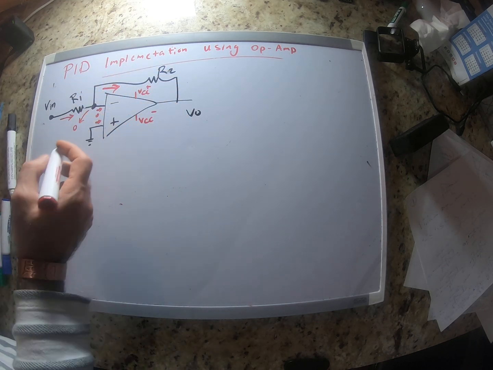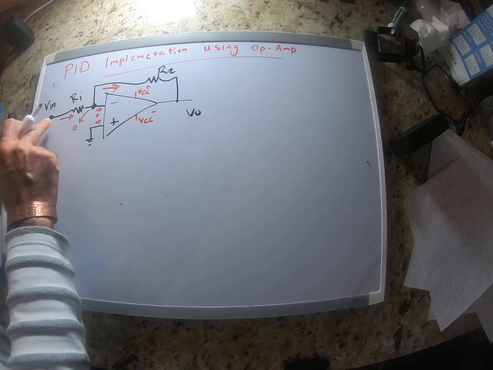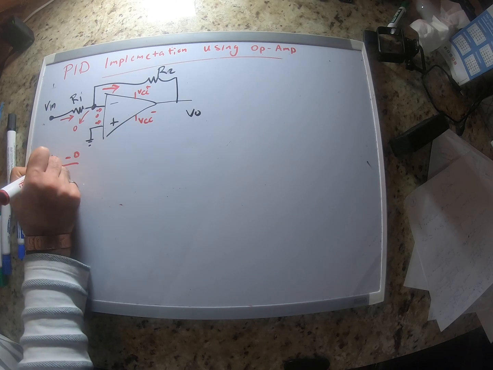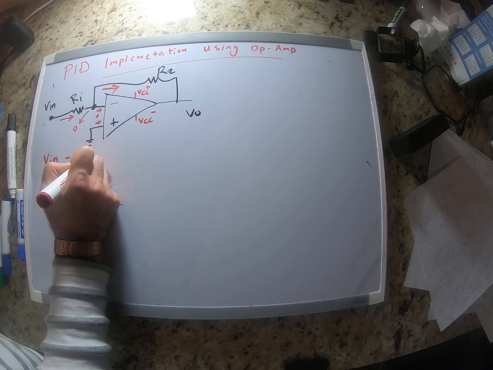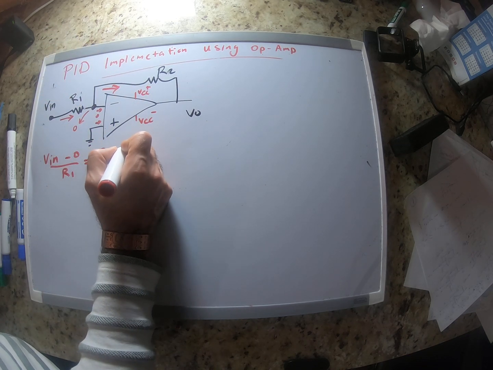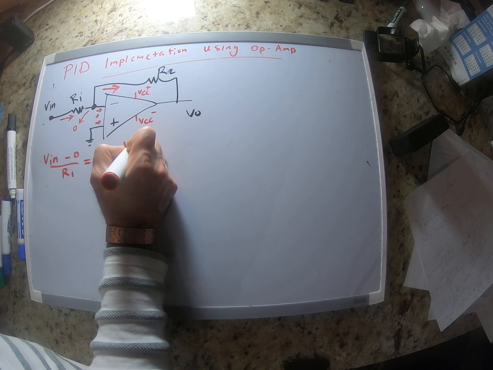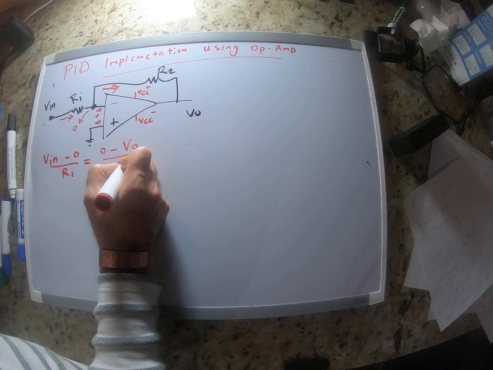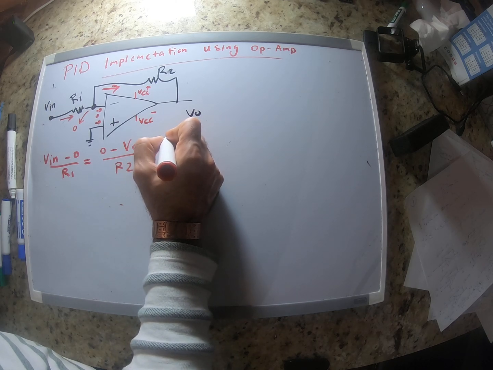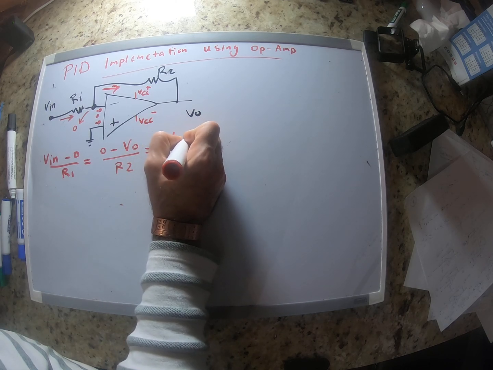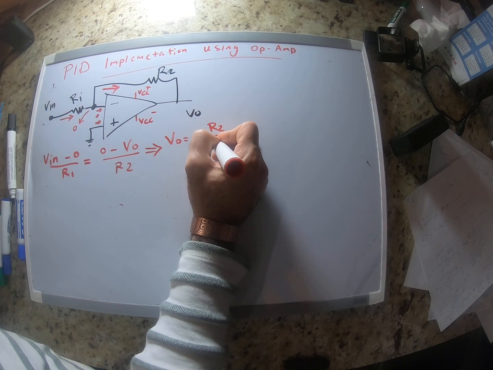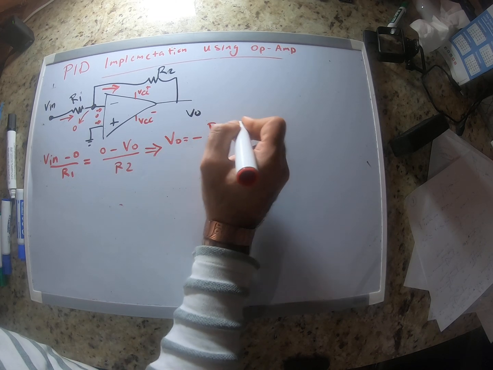Right? So let's actually write Ohm's law here. V in minus 0 divided by R1 is going to be equal to this current, which is going to be 0 minus, excuse me, V out divided by R2. If I simplify this, then we would have VO is equal to negative R2 divided by R1 times V in.